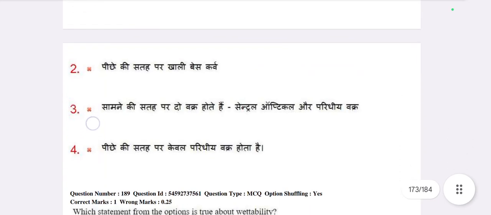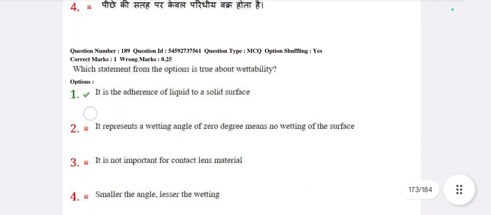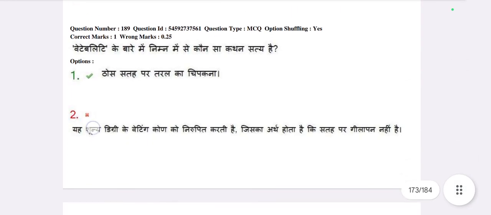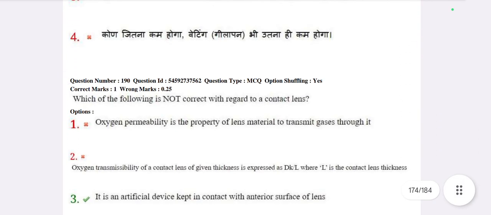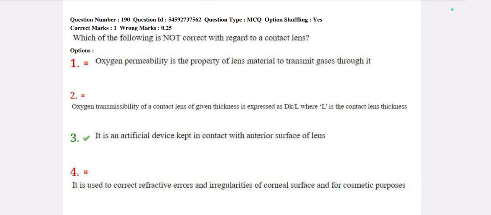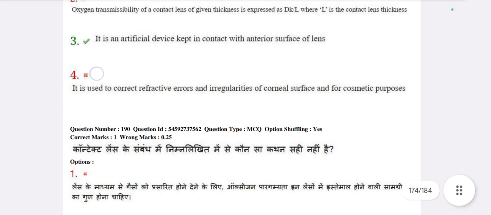Next question is, which statement from the optics is true about wettability? Our right answer is, it is the adherence of liquid to the solid surface. Our next question is, which of the following is not correct with regard to a contact lens? Answer is third. It is an artificial device kept in contact with the anterior surface of the lens.